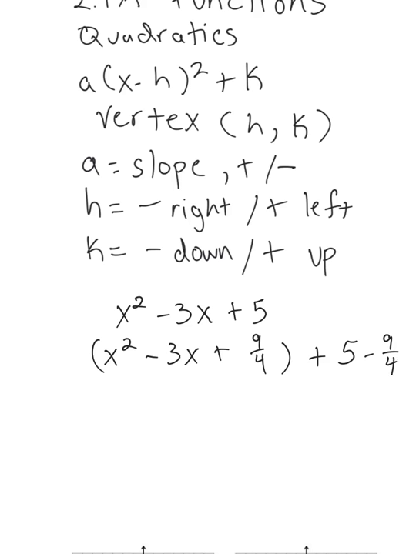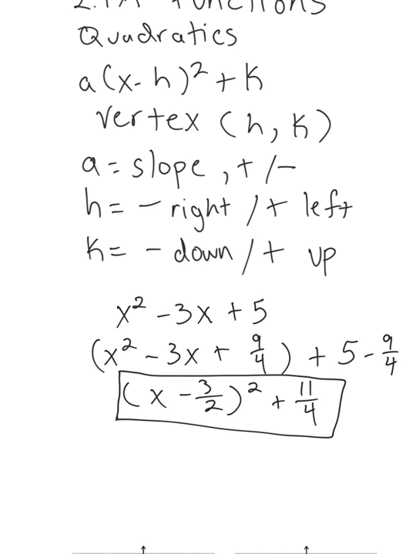Now we can complete the square here. This is x minus 3 halves squared, plus 5 minus 9/4. 5 is 20/4. 20/4 minus 9/4 is 11/4. So that would be our standard form for that equation.